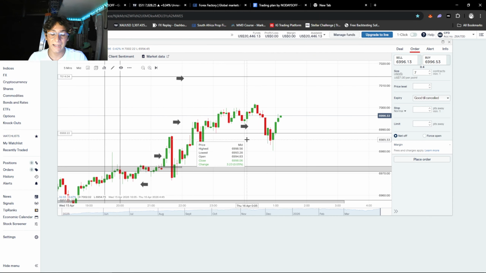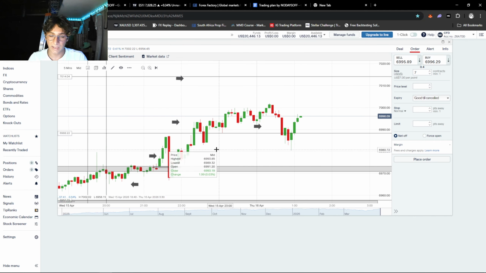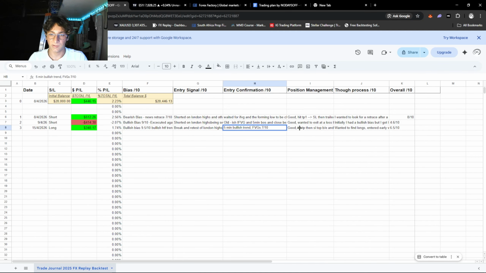We didn't really have a clear 5-minute confluence as we wanted to have in our trading plan after our entry signal was hit. Our position management was good. We hit take profit, then stop loss, we moved to break even, and then we trailed it into profit. This was 8 out of 10, not bad.